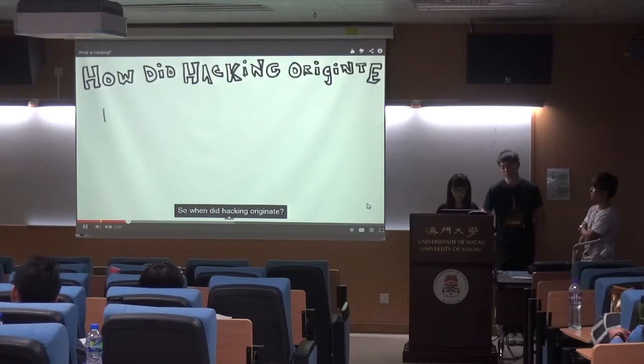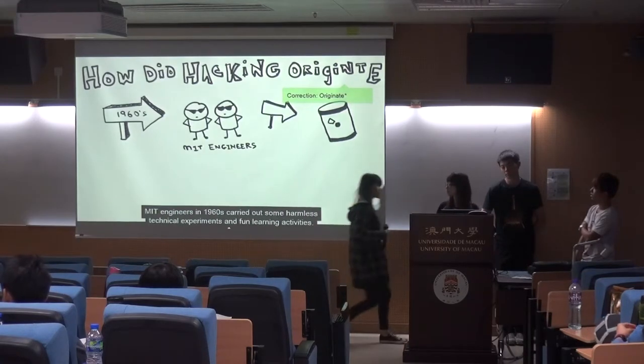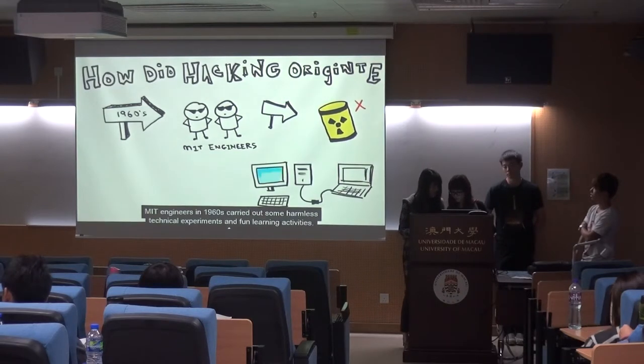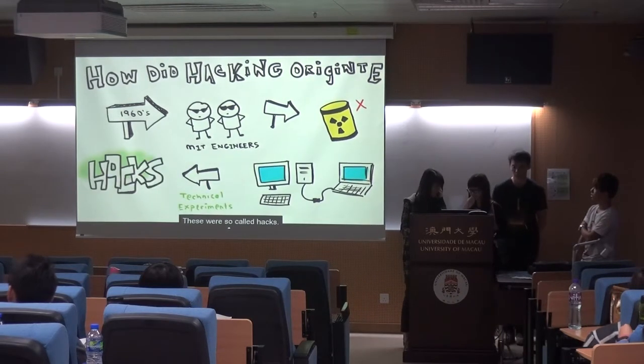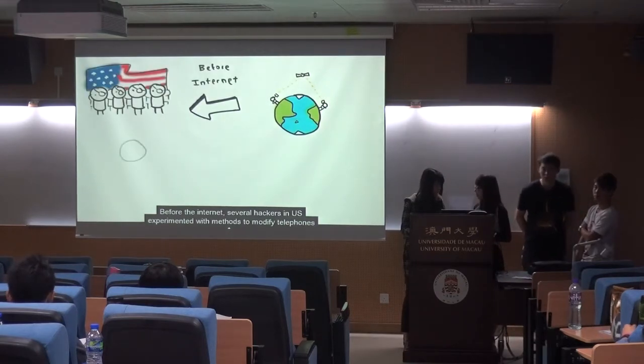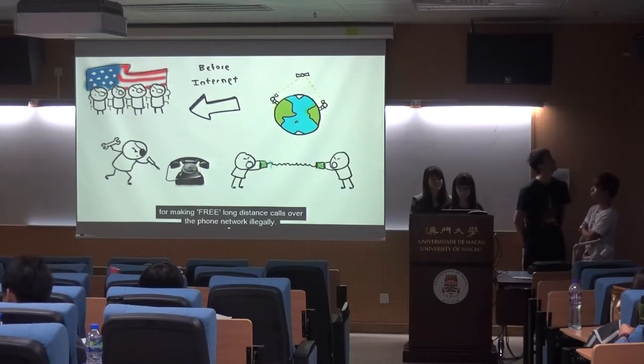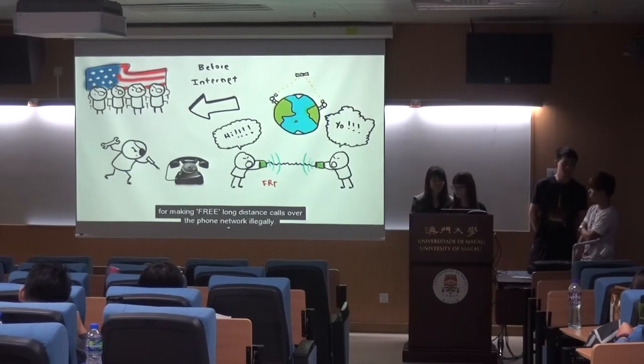So where did hacking originate? MIT engineers in the 1960s carried out some harmless technical experiments and fun learning activities. These were so-called hacks. Before the internet, several hackers in the US experimented with methods to modify telephones for making free, long-distance calls over the phone network illegally.